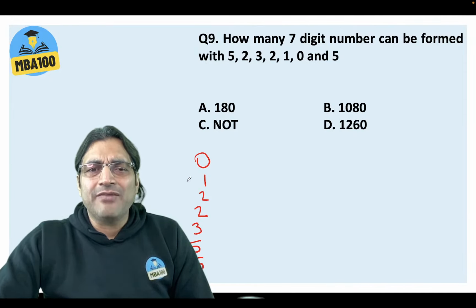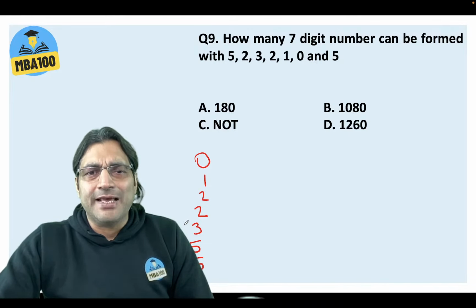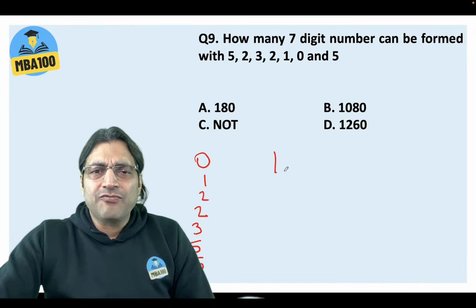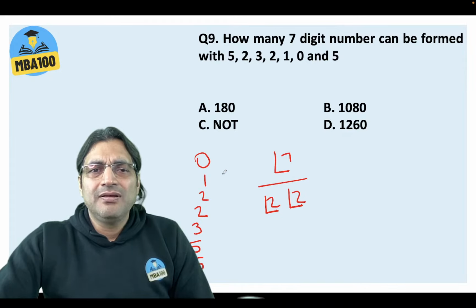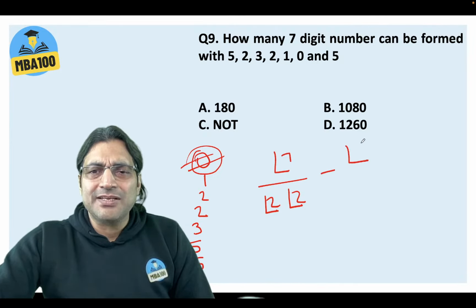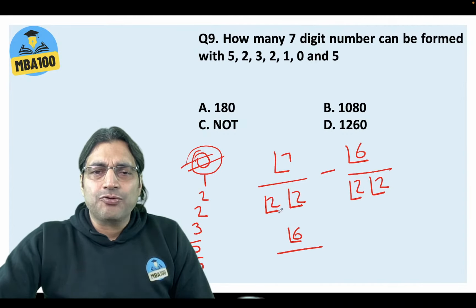So if I look at the total number of arrangements of these 7 digits, it would be 7 factorial divided by 2 factorial into 2 factorial. But you cannot get a 7-digit number starting with 0. And how many numbers will start with 0? Count it out. We are left with 6 digits, so you can form 6 factorial divided by 2 factorial into 2 factorial.